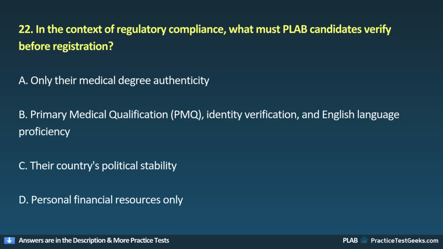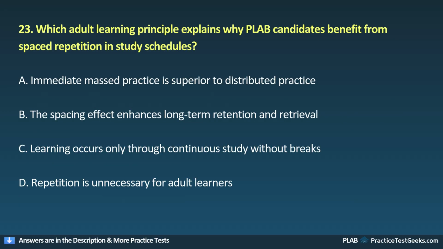22. In the context of regulatory compliance, what must PLAB candidates verify before registration? A. Only their medical degree authenticity. B. Primary medical qualification, PMQ, identity verification, and English language proficiency. C. Their country's political stability. D. Personal financial resources only.